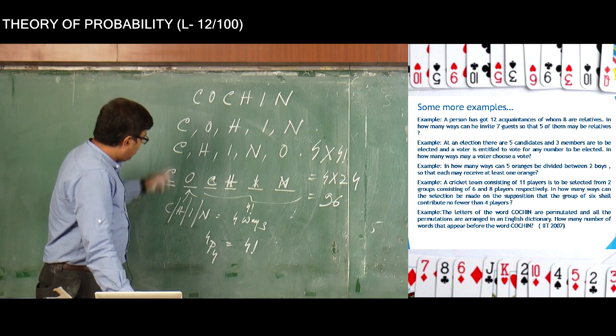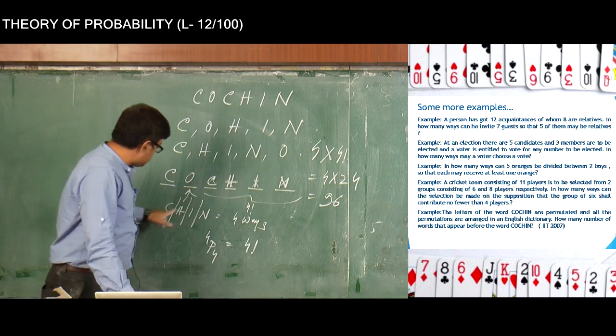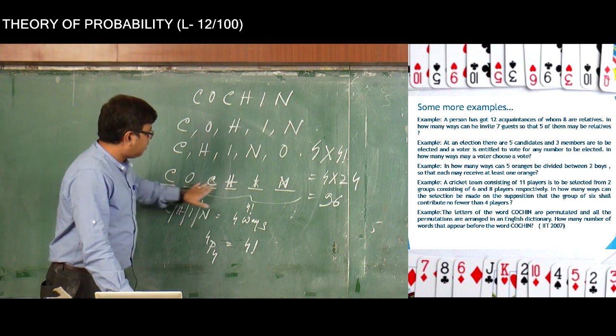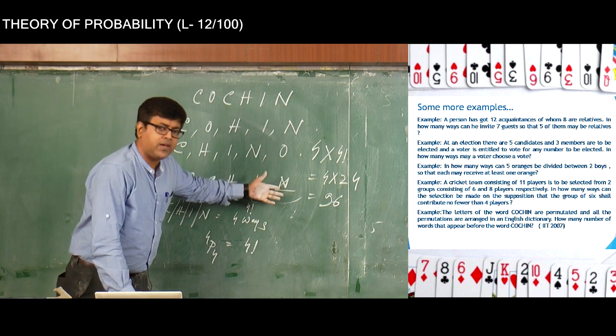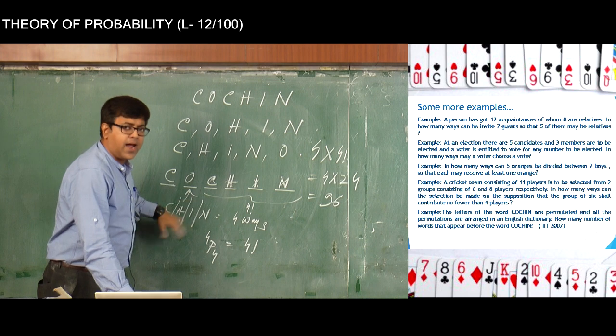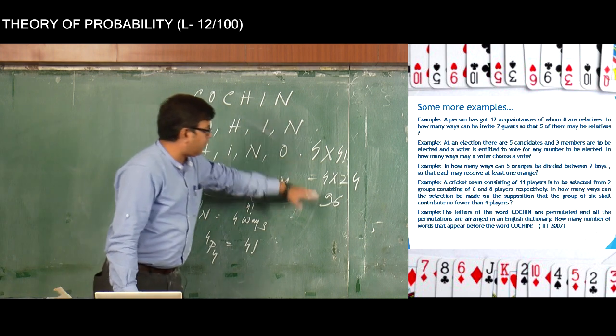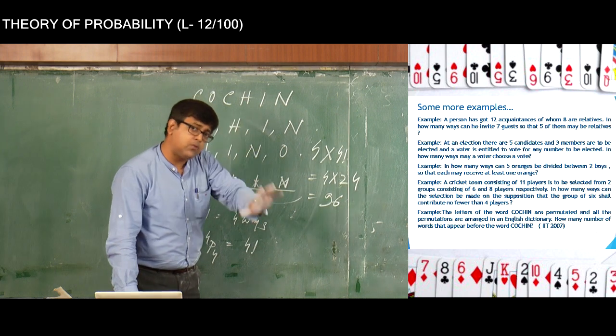The second position will not be taken by O, because C, H, I and N are preceding O. So if C is over there, the remaining 4 can be arranged in factorial 4 ways. If H is there, factorial 4; if I is there, factorial 4; if N is there, factorial 4. So 4 into factorial 4 is 96. So 96 arrangements will take place.